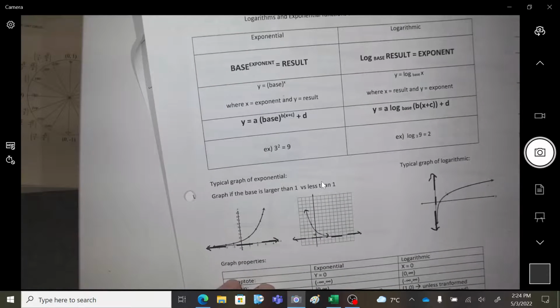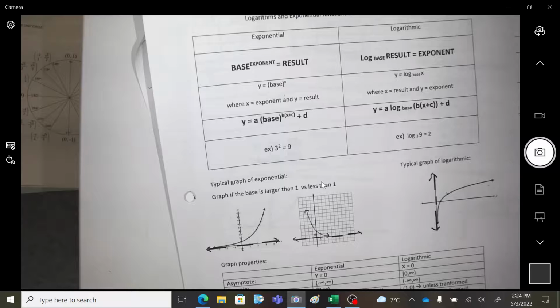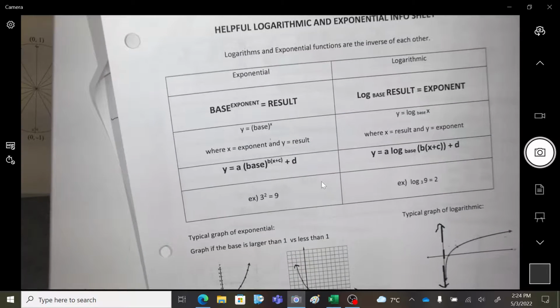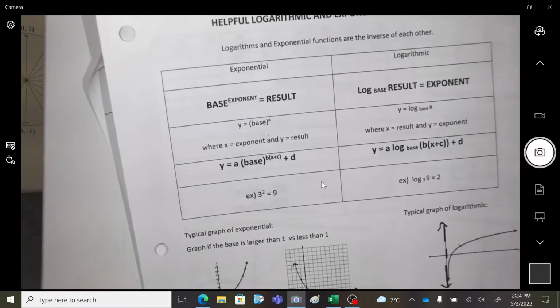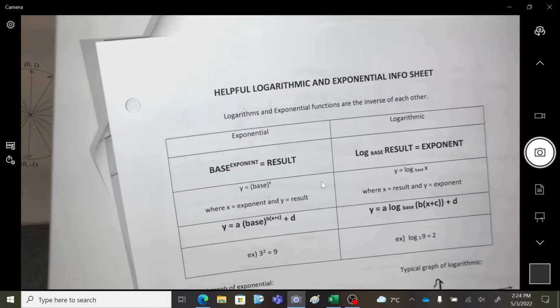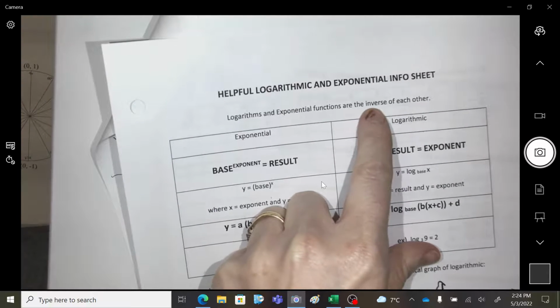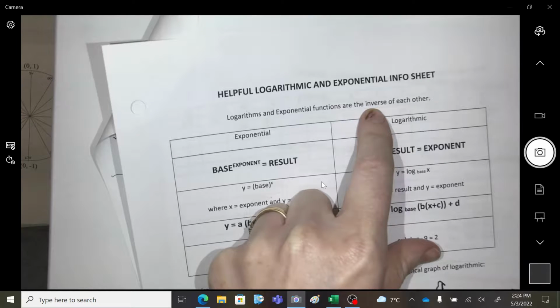Okay, so I gave you this helpful sheet with logs versus exponents. We're going to start to learn that they're the inverses of each other. What does the word inverse mean to you again? What happens to an xy? It turns into a yx.